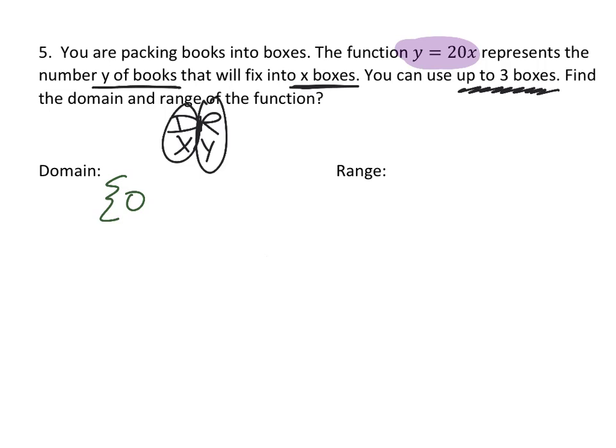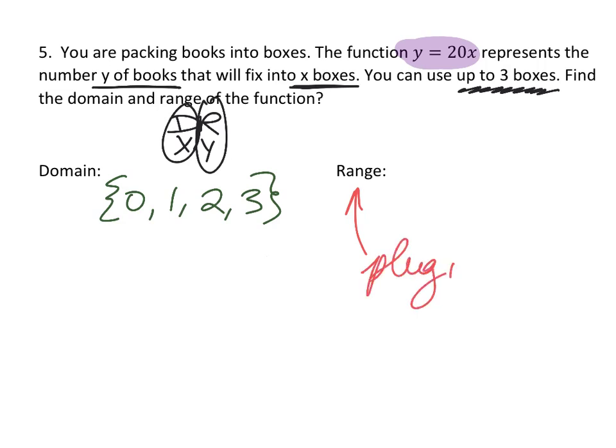And then what other numbers could I have in my domain? 1, 2, and 3. Can I have 4? No, because I only have 3 boxes. Now we're going to see how many books we'd be able to move using these boxes. How did we find the range a second ago? We plugged it into the equation. When we plug them in, we're going to get our outputs. Inputs create outputs. So in 20x, we're going to be plugging in our inputs for x.